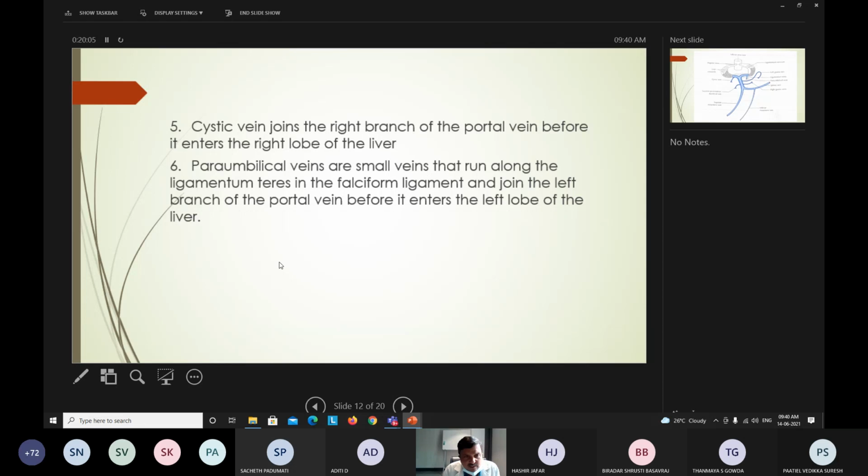Then the sixth tributary are the paraumbilical veins, which are small veins that run along the ligamentum teres in the falciform ligament and join the left branch of the portal vein before it enters the left lobe of the liver.